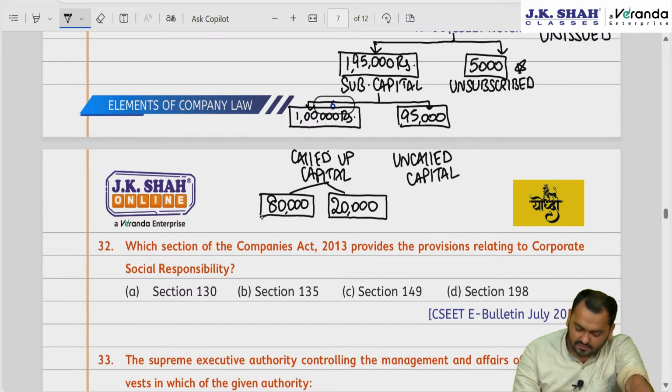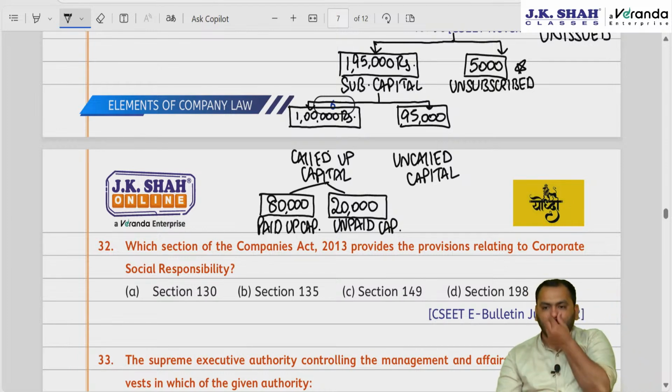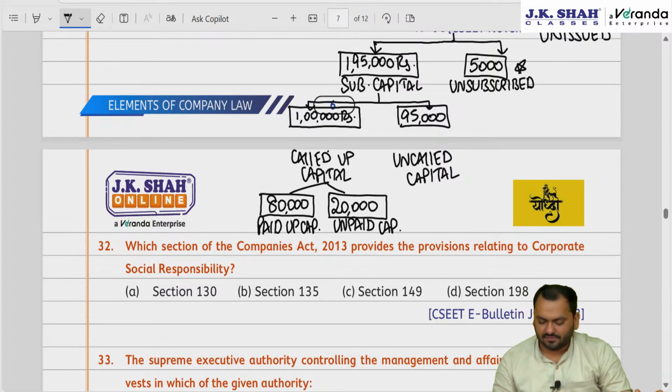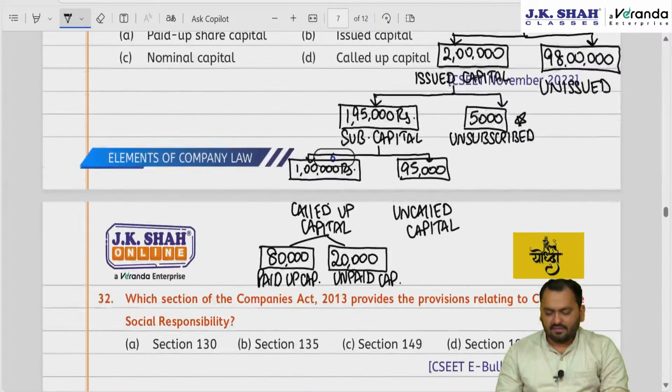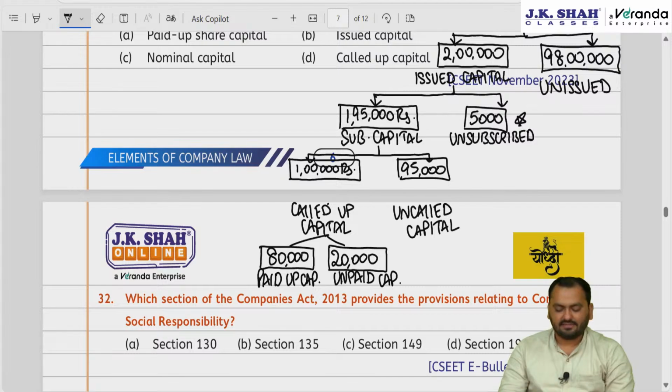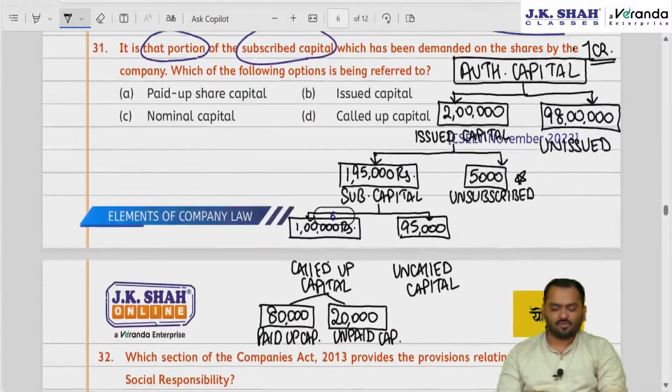Okay. So what is this 80,000? 80,000 is called paid up capital and 20,000 is called unpaid capital. Are you getting it? Paid up and unpaid. 80,000, 20,000. Easy? Getting it? Yes. Now you will be able to answer this question 100%.